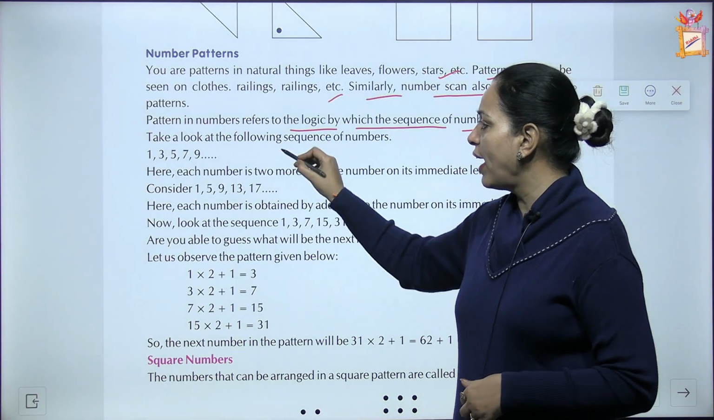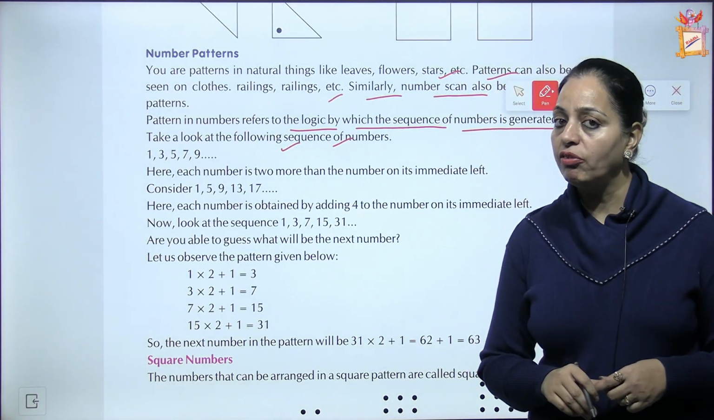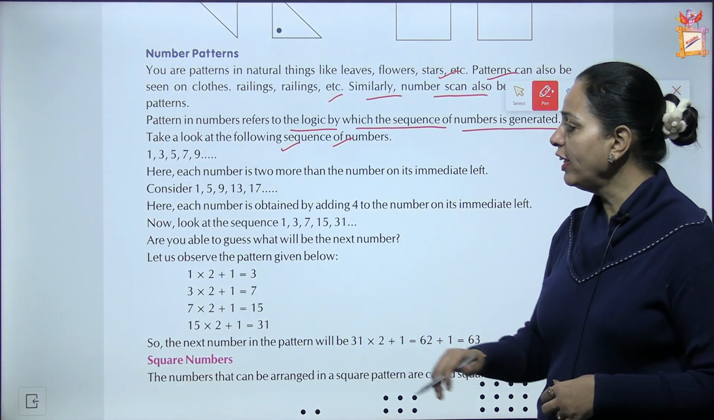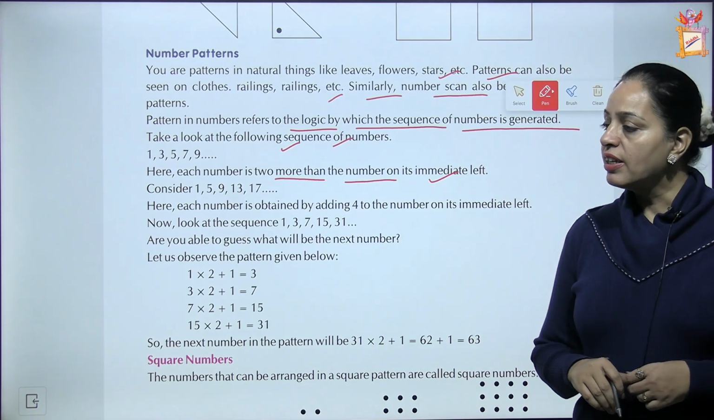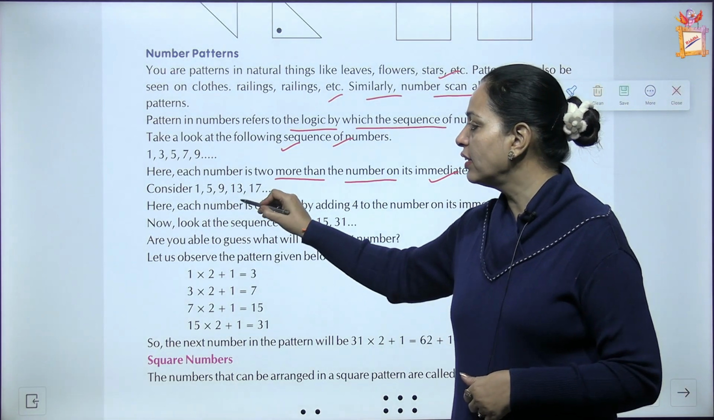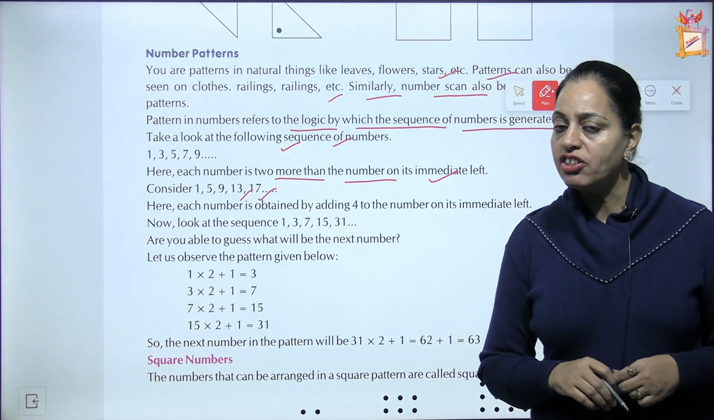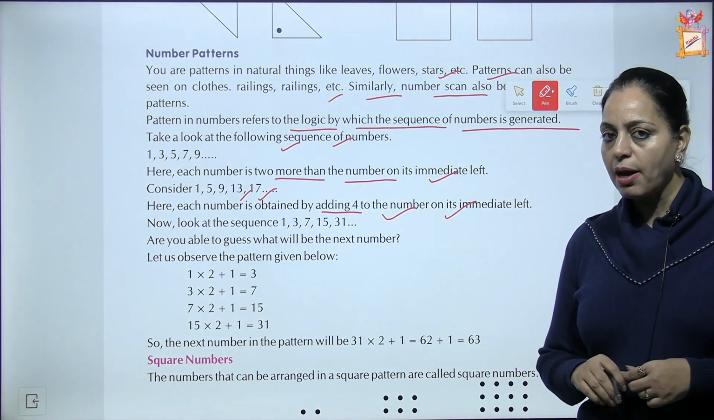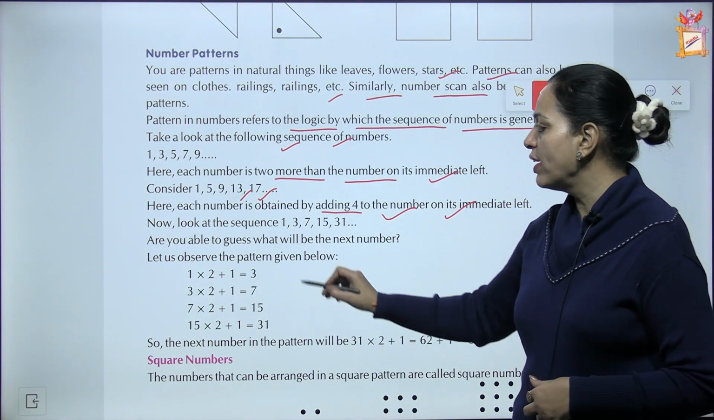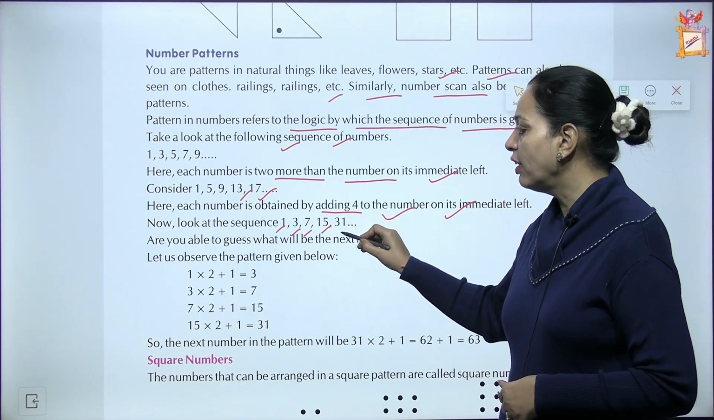Take a look at this sequence of numbers 1, 3, 5, 7, 9. Here each number is 2 more than the number on its immediate left. Consider 1, 5, 9, 13, 17. Here each number is obtained by adding 4 to the previous number. Now look at the sequence 1, 3, 7, 15, 31.